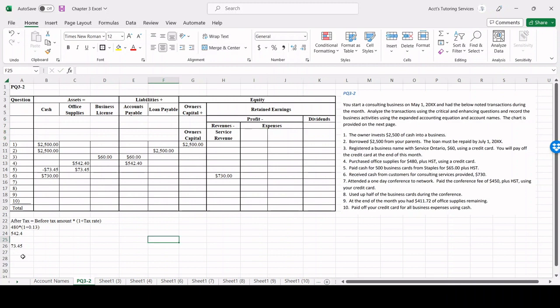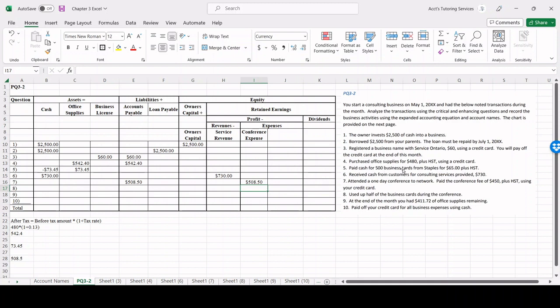So in this case, once again, we're going to do a simple calculation. Derive at it plus HST. 450 times 1 plus 0.13. That's 508.5. And we paid using our credit card. And now we're going to set up an expense called conference expense. And this is also going to increase by 508.50.